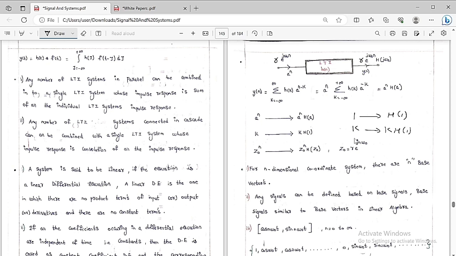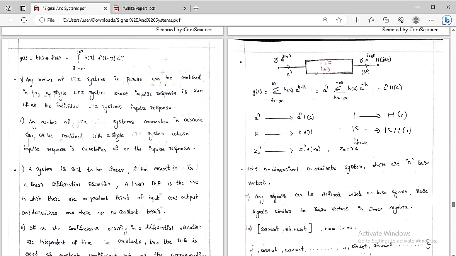So this point always you have to keep in your mind. This is not n here, this is only j omega naught. So there is no n here. So I can write z0 to the power of n into h of z0. Here n is not there. It is r into e to the power of j omega naught. So this point always you have to keep in your mind.